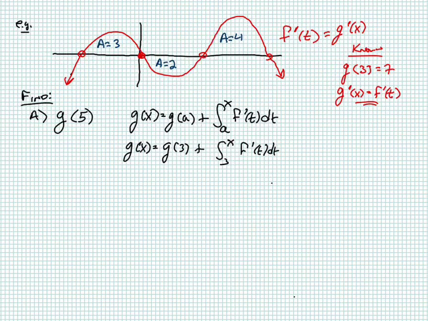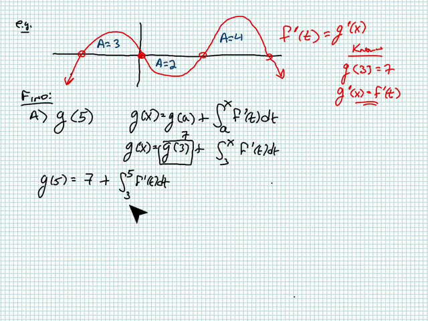Okay, so if I'm finding g of 5, then my x value in this case is 5. So I can use this general equation, and I'm going to write g of 5 is equal to, well, this is always going to be consistent. This g of 3 is my given value, so that's 7. So it's going to be g of 3, which is 7, plus the integral from 3 to x, and x in this case is 5, of f prime of t dt.